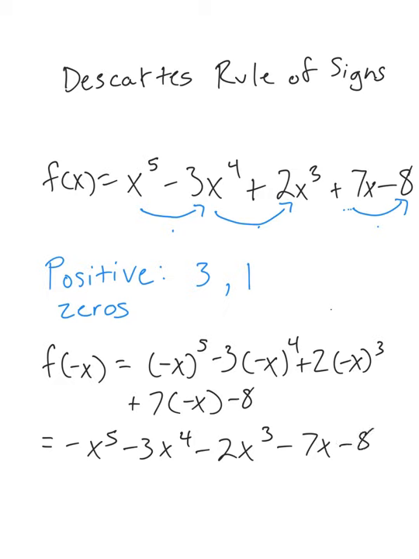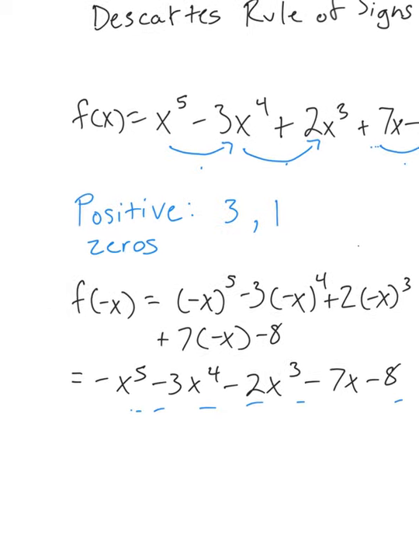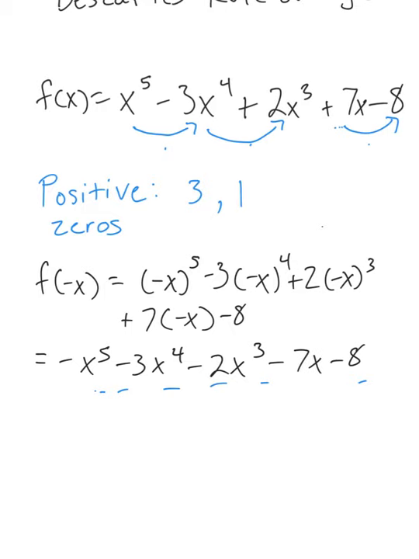And oh my goodness, if I go down here and try to find any sign changes, there are literally 0 sign changes. So here there are 0 possible negative zeros.